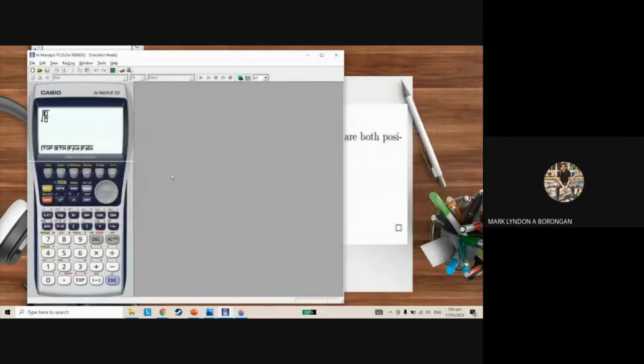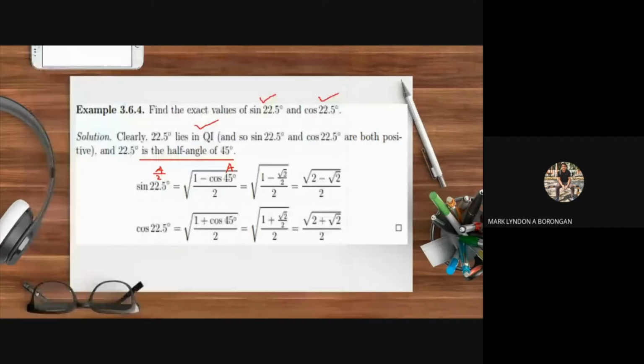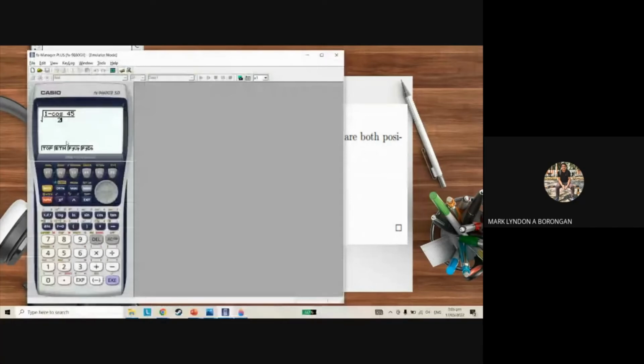So you'll have 1 minus the cosine of 45 degrees, all over 2. If we calculate it, you'll have 0.38, the decimal value for this one. Okay?